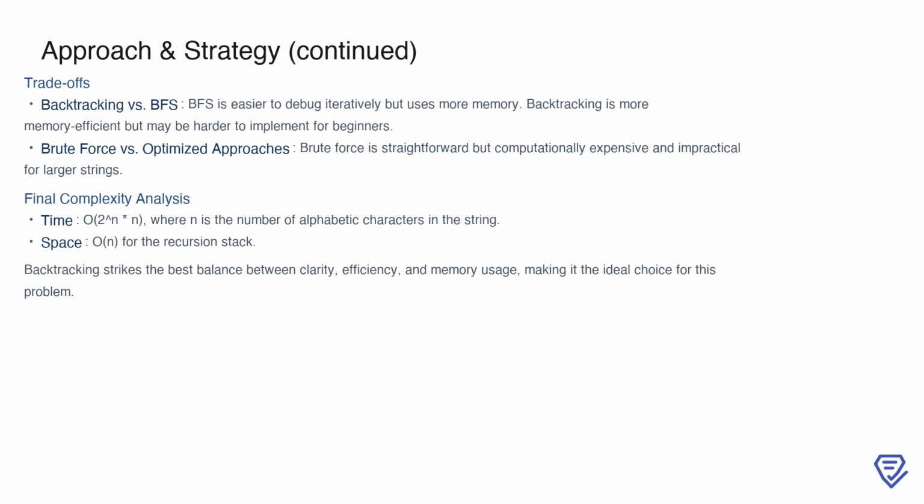In terms of complexity, the time remains 2^n * n, due to the exponential number of permutations, but the space usage is reduced to n. This balance between clarity, efficiency, and memory optimization makes backtracking the ideal choice for this problem, giving us confidence in its practical applicability even for moderately large inputs.